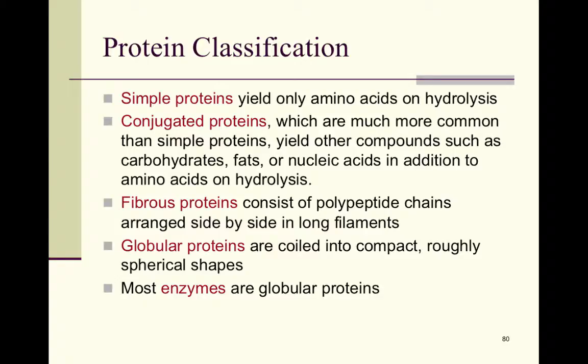Protein classification. Simple proteins yield only amino acids on hydrolysis. Conjugated proteins, which are much more common than simple proteins, yield other compounds such as carbohydrates, fats, or nucleic acids, in addition to amino acids on hydrolysis. Fibrous proteins consist of polypeptide chains arranged side by side in long filaments. Globular proteins are coiled into compact, roughly spherical shapes. Most enzymes are globular proteins.